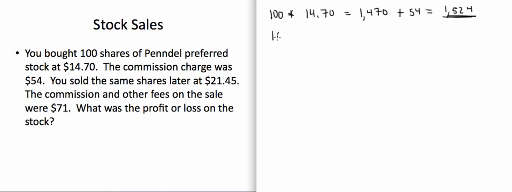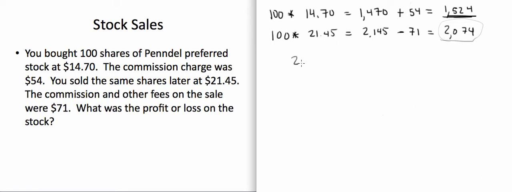So then we do the same process here to find when we sold it. So we had 100 times $21.45. That gives us $2,145. We add in, or in this case, we're not going to add in our commission. We're going to subtract out the commission because we sold it. So now the person who sold the stock for us gets to keep that commission. So we subtract out $71. And that gives us an answer of $2,074. So this is the other answer that we're looking for.